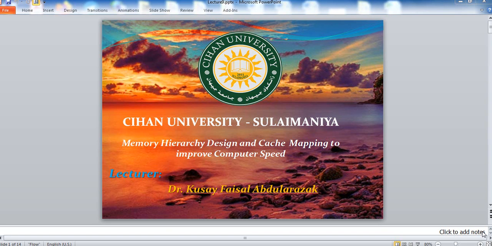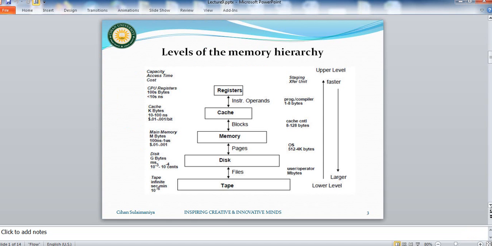We are going to go through new topics about memory hierarchy design and cache mapping to improve computer speed. First of all, we are going to go for memory hierarchy design as I explained in the last lecture.